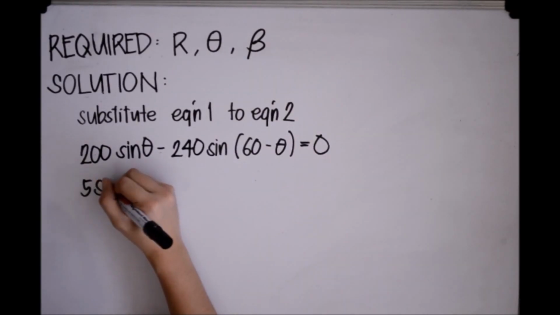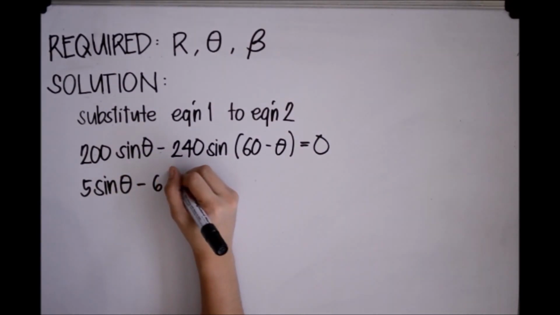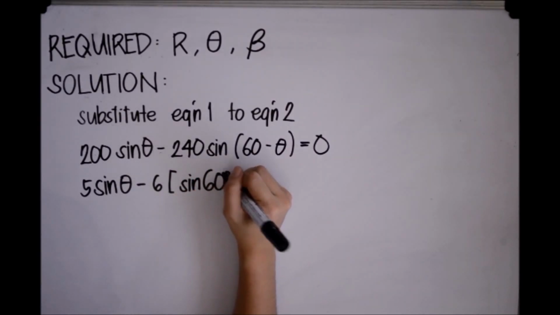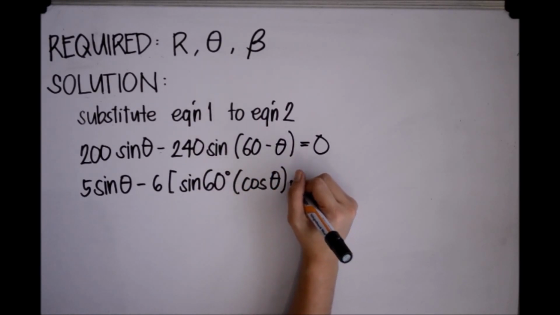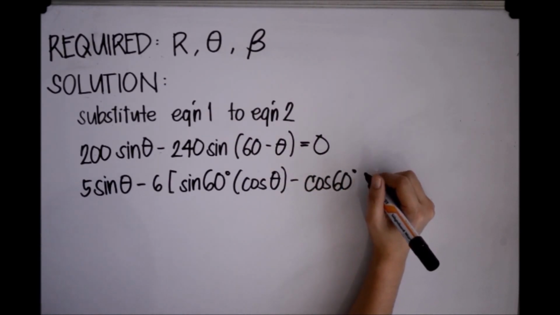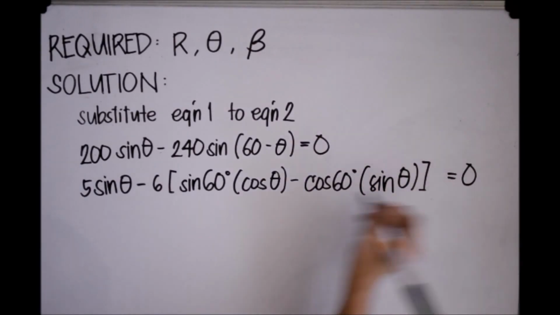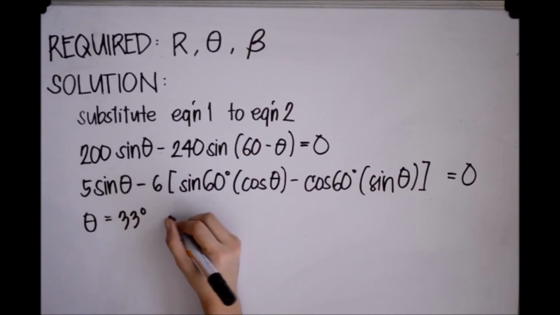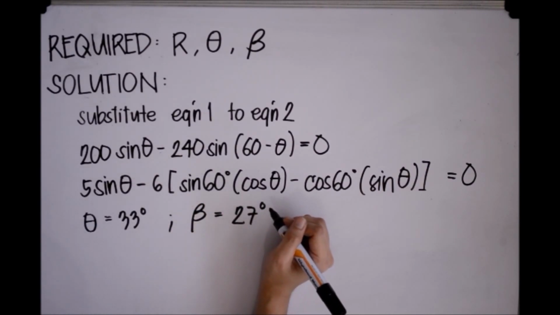Simplifying the equation, we will have 5 sine theta minus 6 quantity sine 60 times cosine theta minus cosine 60 times sine theta equal to 0. We will now have the value of theta, which is 33 degrees, and for the beta, which is 27 degrees.